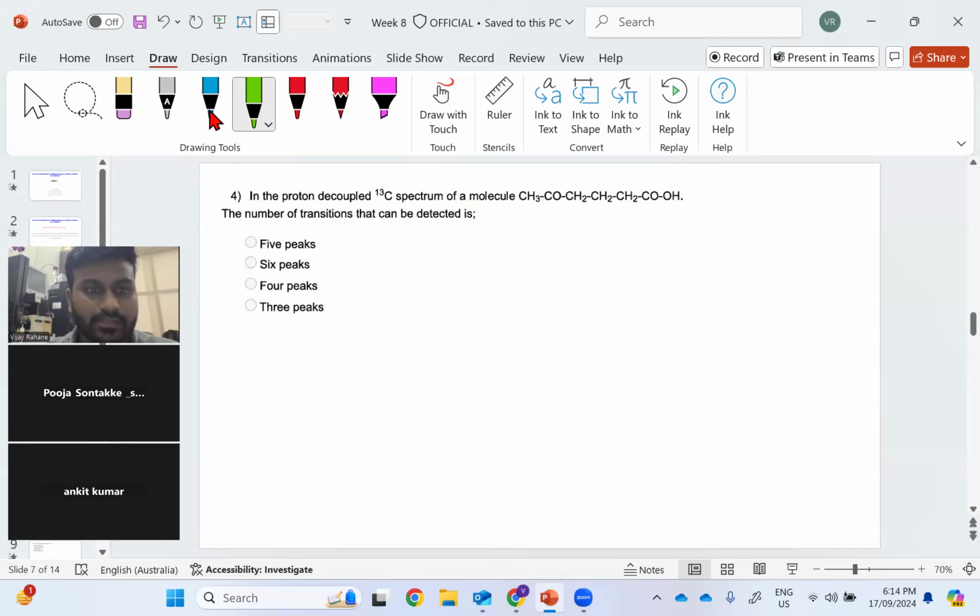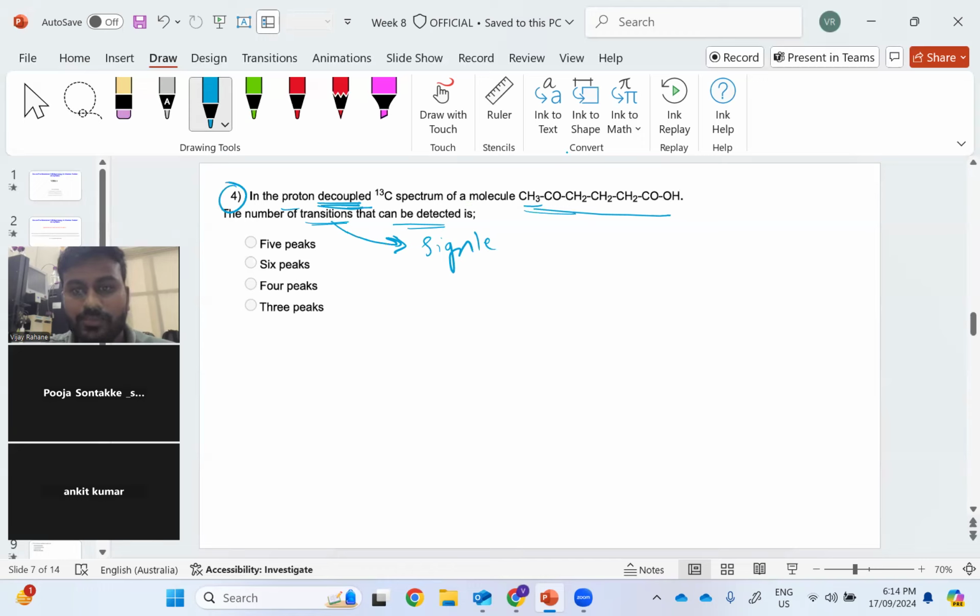Another one is the fourth problem. It mentions the proton decoupled 13C spectra of the molecule we have given here. The number of transitions that can be detected. Number of transitions detected here. Transition means number of signals we can say, right? Number of signals that are detected from this molecule.